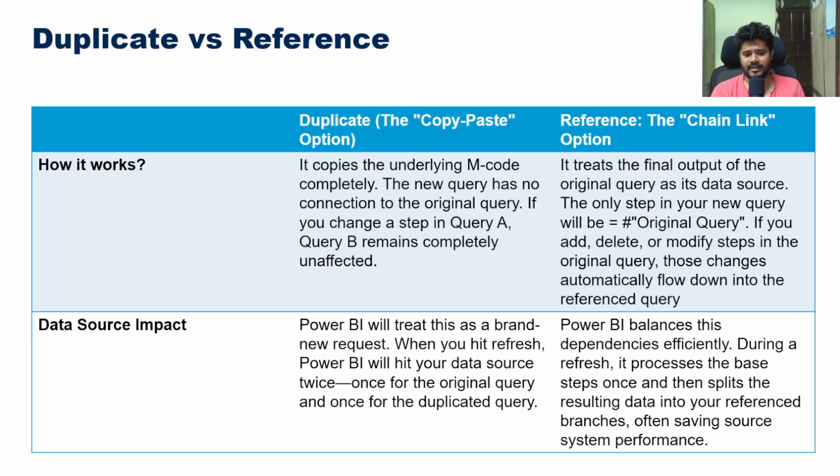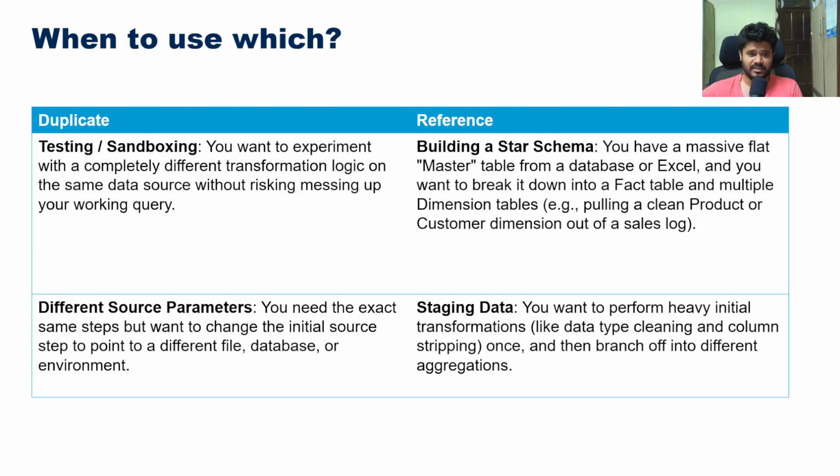Talking about the data source impact with reference, it balances the different dependencies efficiently. During a data refresh, it processes the base steps and then splits the resulting data into reference branches, often saving source system performance. As you can see on this slide, if you talk about the performance and efficiency of the reports, reference is a better option, but it depends on the use case. You have to see whether you should use duplicate or reference. In the next slide, we will cover that.